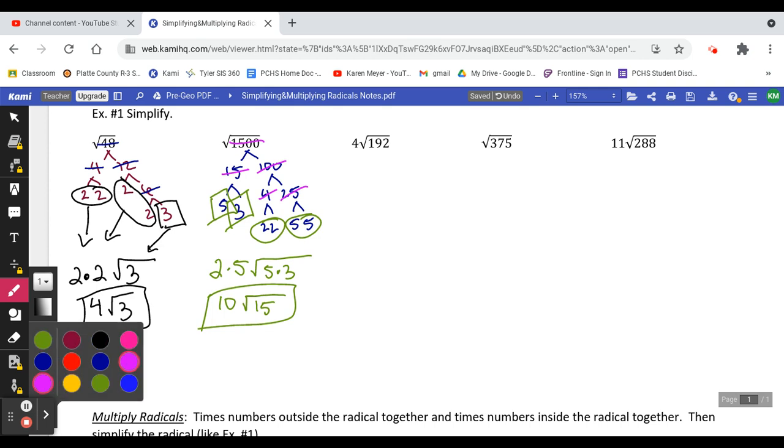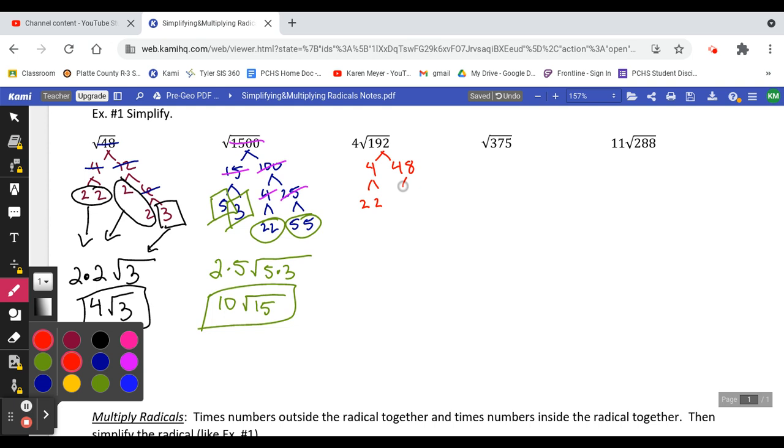Okay, next one. Don't worry about that 4 that's in front of the square root. We're just going to do the factor tree for the number inside the root. We'll come back to that 4 outside in a little bit. So let's go with the inside. Let's do a factor tree. I'm going to pick 4 and 48.